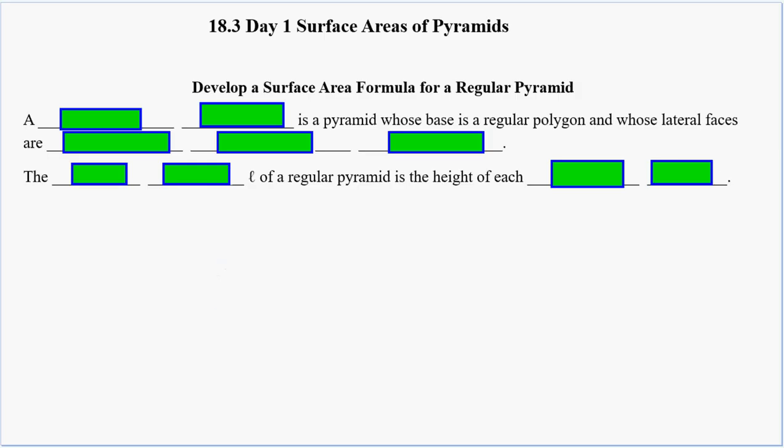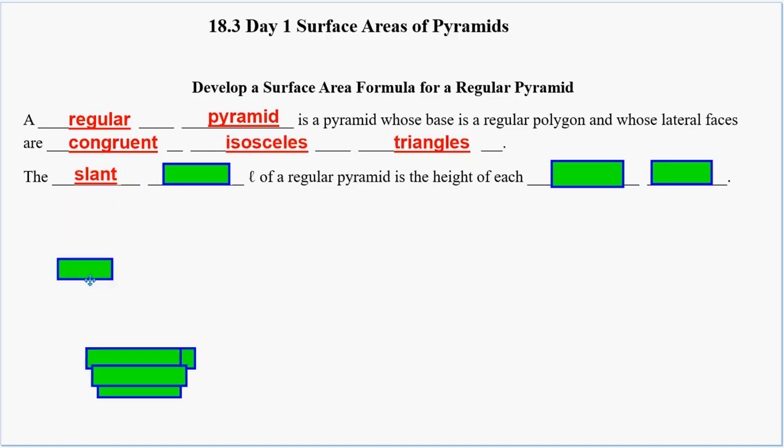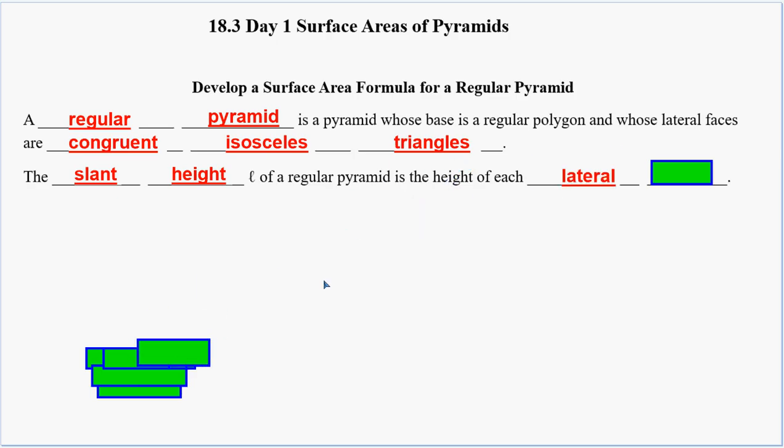Let's talk about surface area of pyramids. A little fill in the blank. A regular pyramid is a pyramid whose base is a regular polygon, all sides same, all angles congruent, whose lateral faces are congruent isosceles triangles. The slant height, they use this cursive-looking letter L. The slant height L of a regular pyramid is the height of each lateral face.